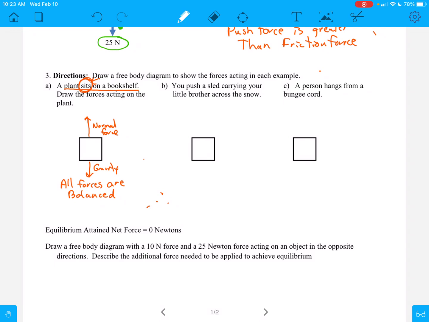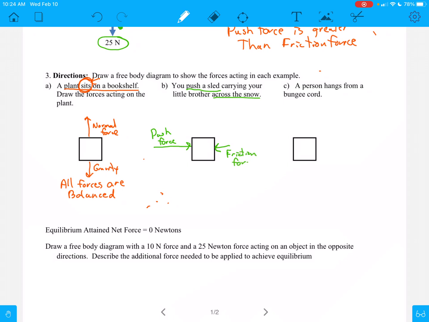Let's look at the next one, and I'll change my color here. This one says, you push a sled carrying your little brother across the snow. Okay, that's something we've probably been doing around here lately. We're going to be pushing this sled, and it's got your little brother in it. So let's see, this is going to be our push force. Is the sled moving? It says carrying your brother across the snow. Yeah, so it is moving. That means friction force is going to be smaller, right? So this would be friction.